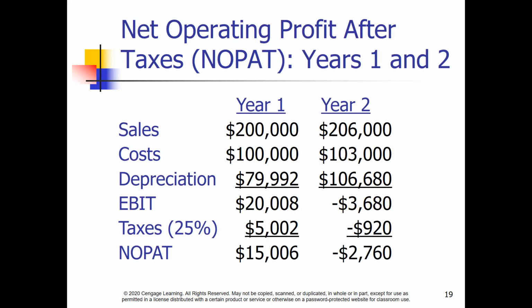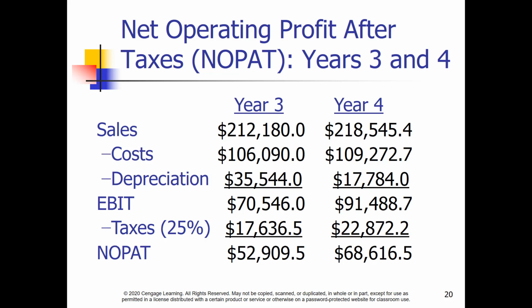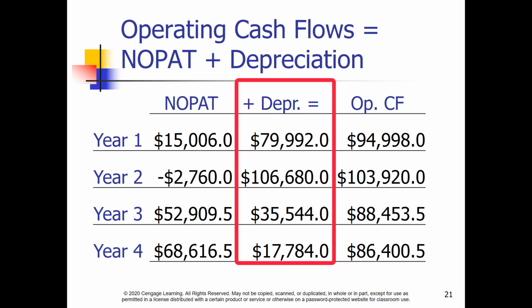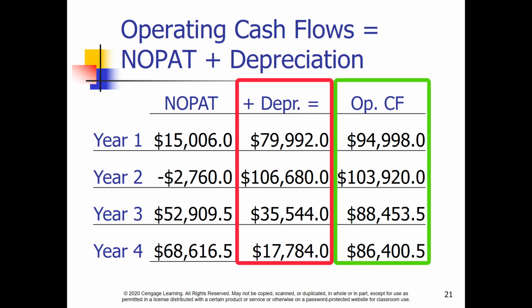And here are our calculations: sales, costs, depreciation, resulting in EBIT, apply the tax rate, NOPAT, net operating profit after tax, for years 1 and 2, and years 3 and 4. Now, note, to NOPAT we must add depreciation back. Depreciation is a non-cash expense. We include it because it affects taxes, but we're looking for cash flow. We add it back to get operating cash flow.